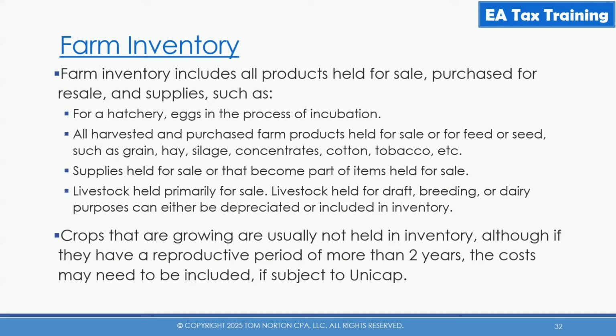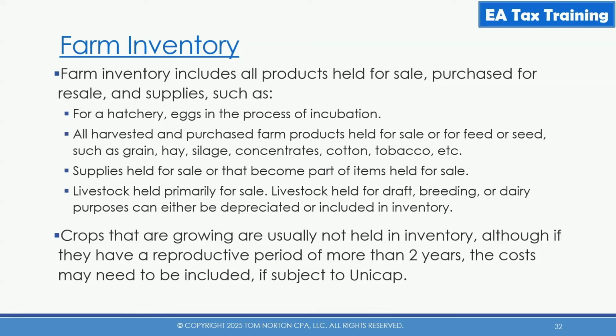Next, let's talk about farm inventory. So farm inventory includes all products held for sale, purchased for resale, and supplies, such as, for a hatchery, eggs in the process of incubation, all harvested and purchased farm products held for sale or for feed or seed, such as grain, hay, silage, concentrates, cotton, tobacco, etc. Supplies held for sale or that become part of items held for sale, so that's similar to other businesses. And then livestock held primarily for sale.